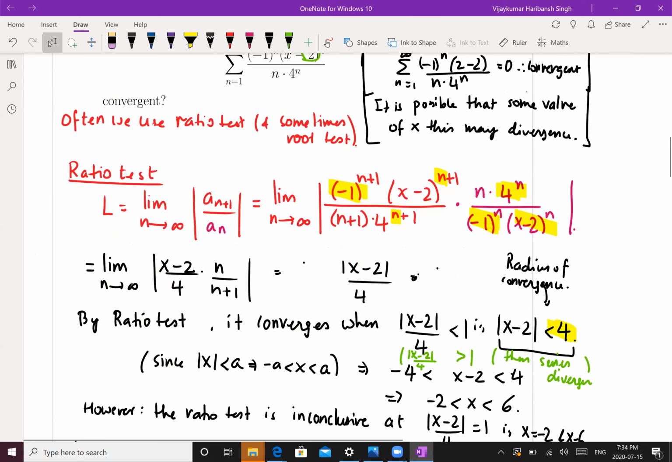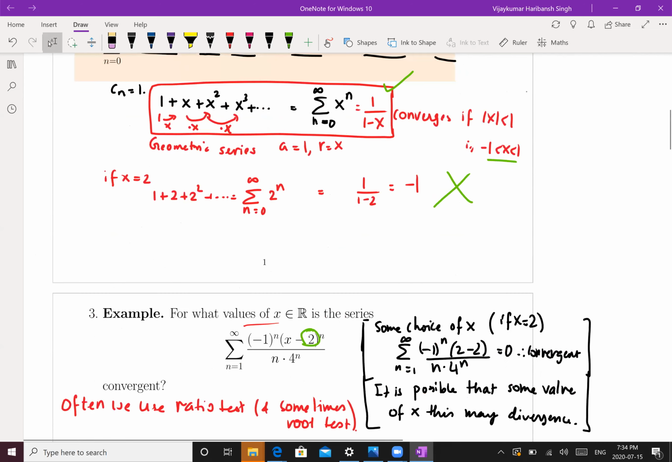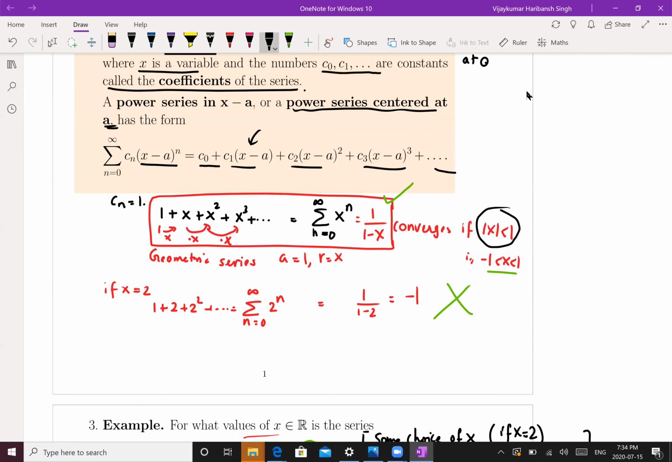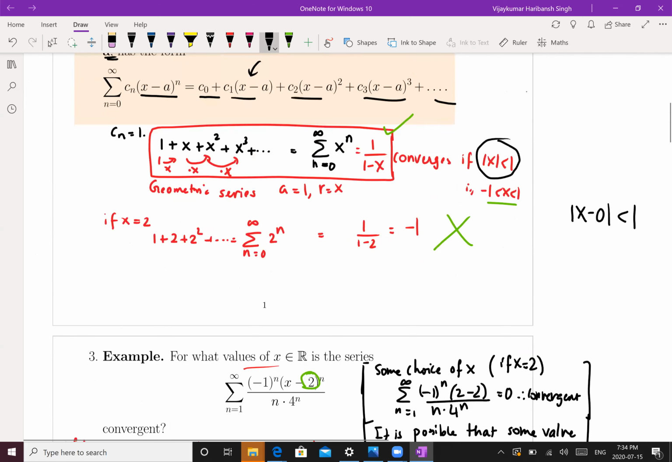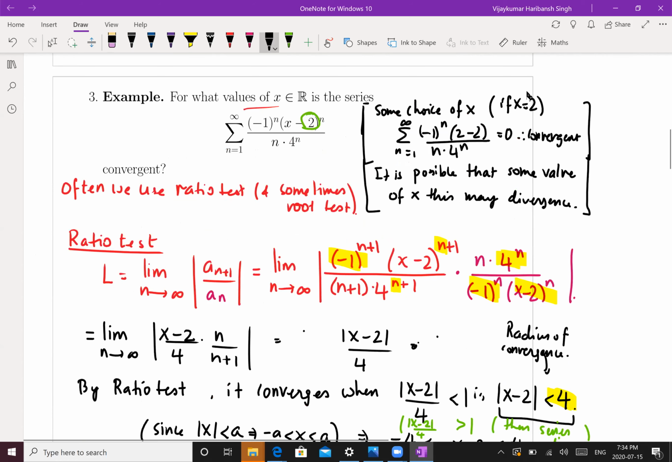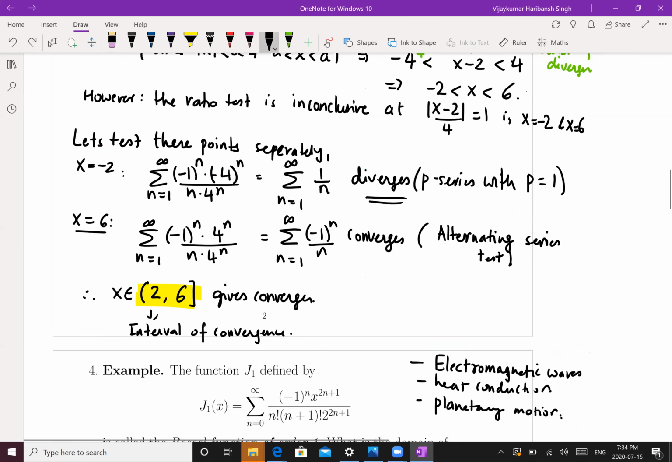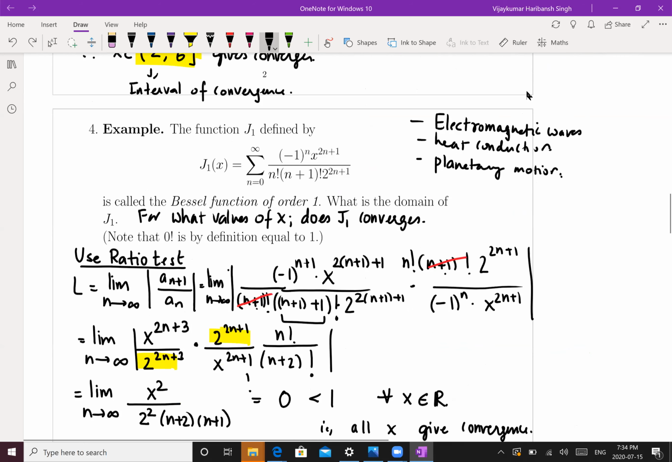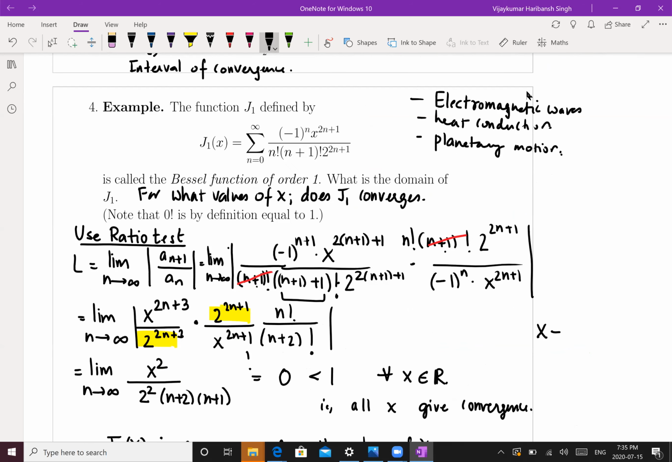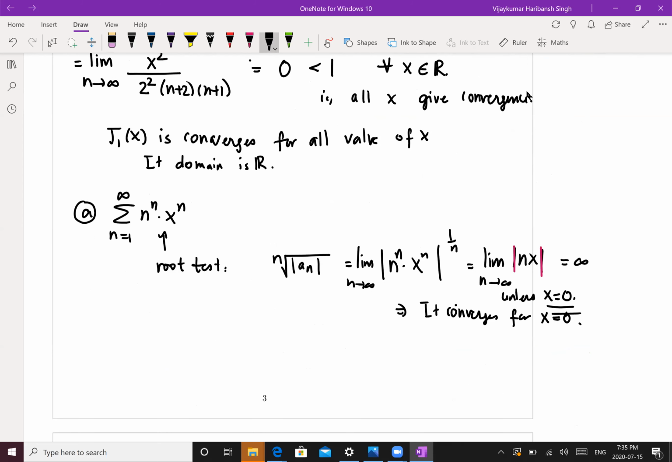In one of the examples, let's start with this one, it converges when the absolute value of x is less than 1. Here the center is what? x minus 0 is less than 1. In this case, the center is 2 and we have x minus 2 is less than 4. So it only converges when it is less than 4. Here it converges for all x in R. What is the center in this case? Center is 0. And again, no matter what R is, it is always convergent. And here it only converges at the center. All right.